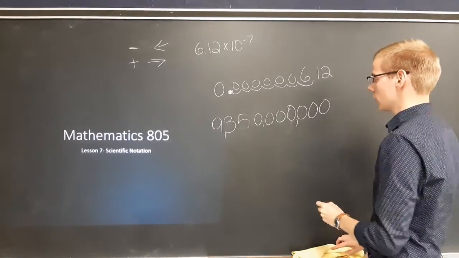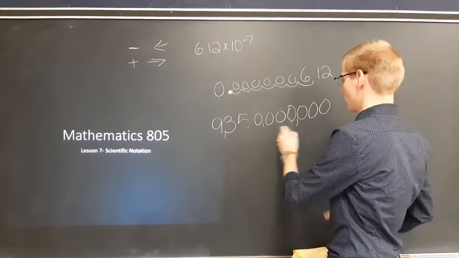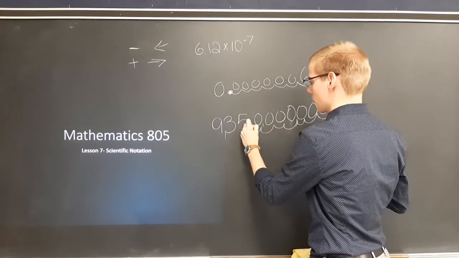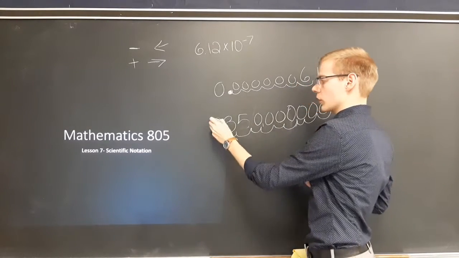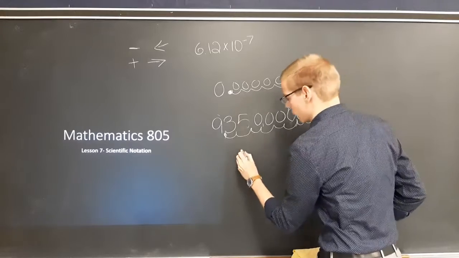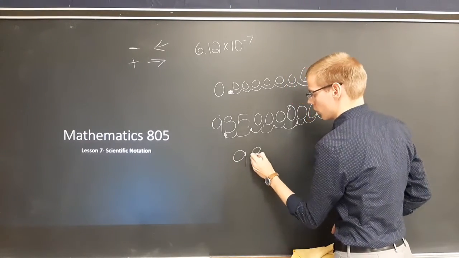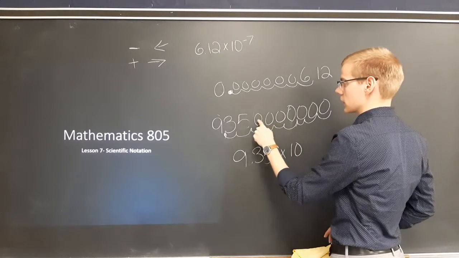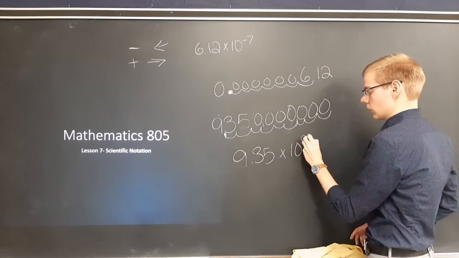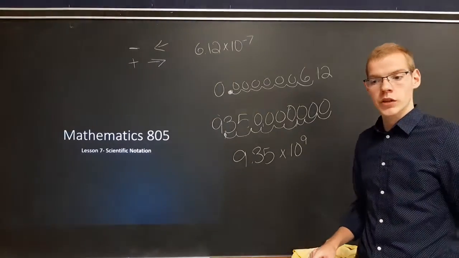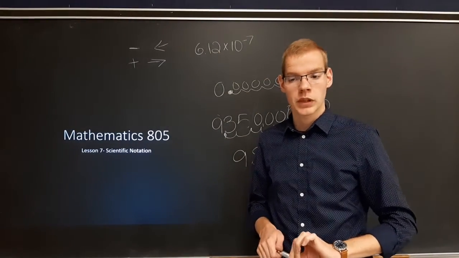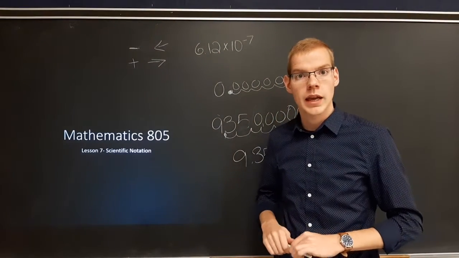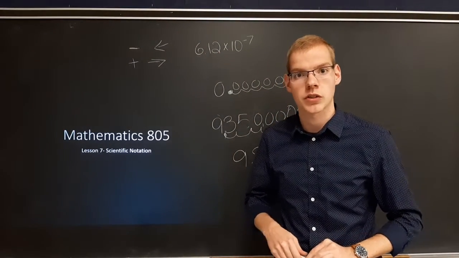So now we take this number and move the decimal all the way over. 1, 2, 3, 4, 5, 6, 7, 8, 9, all the way where there's only one number left. We have a 9.35 multiplied by 10 to the power of 9. There you go. So that's how we're going to change these from scientific notation to standard notation and standard notation to scientific notation.